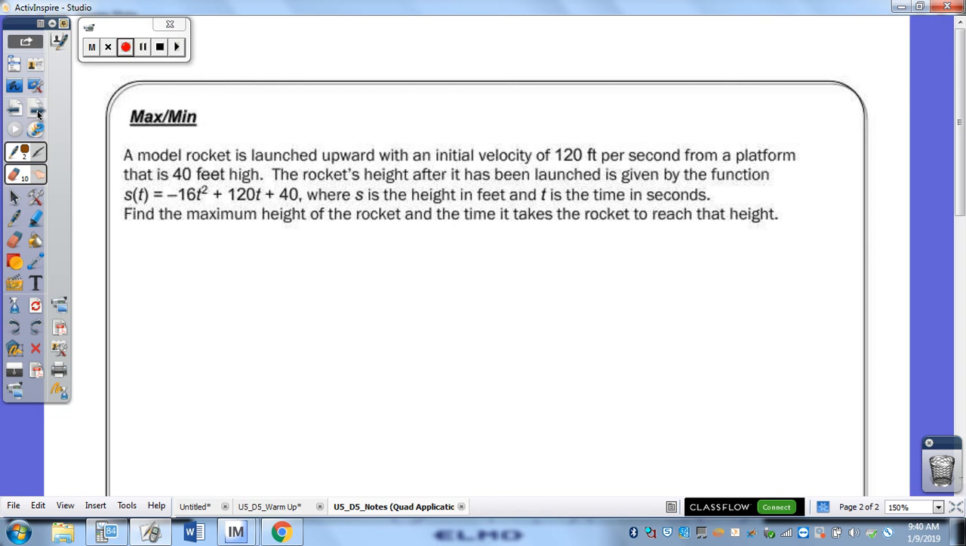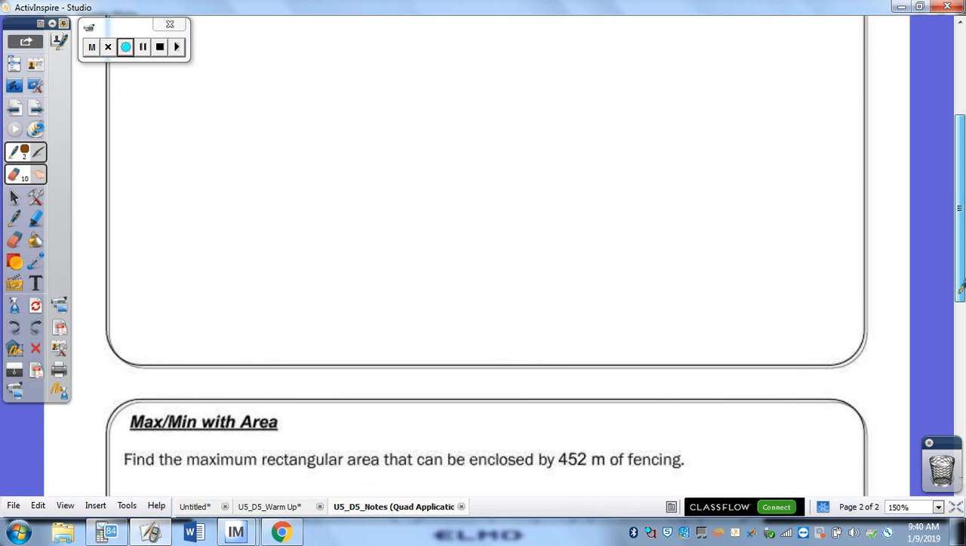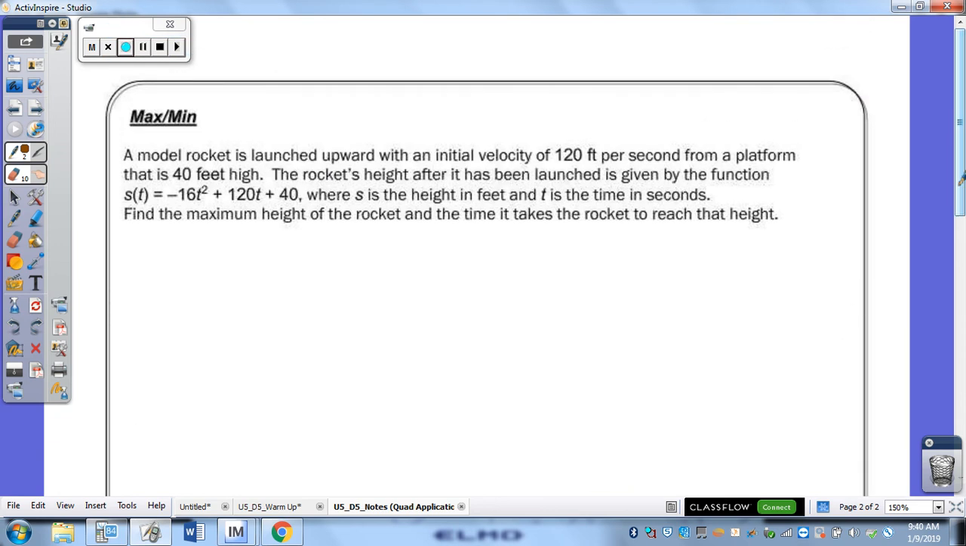All right, max-min word problems. And then max-min with area down there. So max-min means you're trying to find your vertex. Remember, our parabolas, they either open upwards, in which case you have a minimum, or they open downwards, in which case you have a maximum. So with your max-min word problems, you are trying to figure out algebraically what are those max or min values, because that's what's going to answer your question.